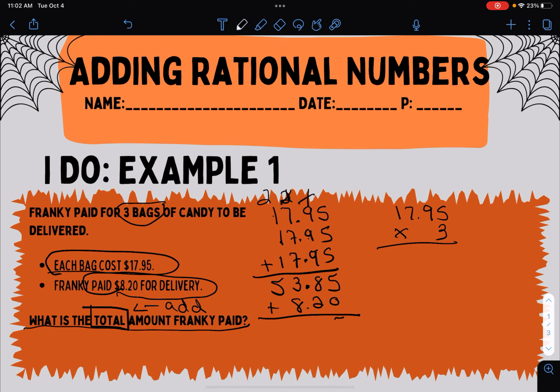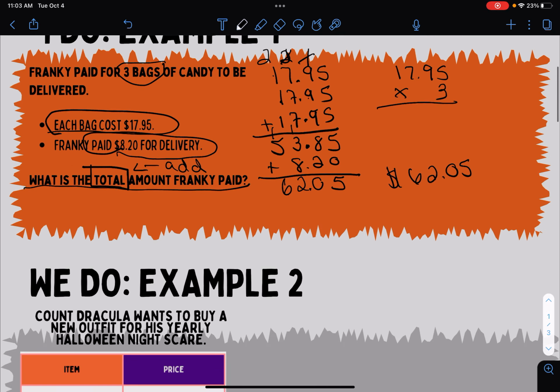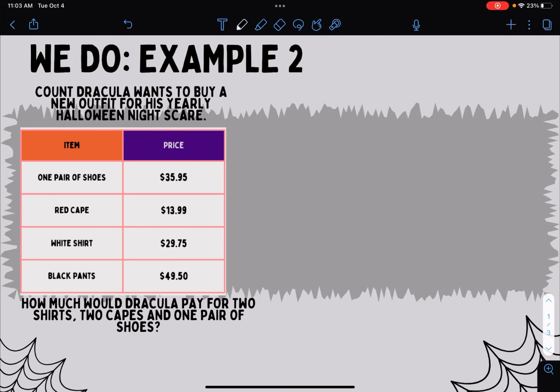So 5 plus 0 is 5. 8 plus 2 is 10. Place your 0, carry your 1. Then 1 plus 3 is 4, plus 8, 12 is correct. Okay. So 1 plus 5, 6. And of course, bring down your decimal. So he paid $62.05 for the 3 bags of candy and the delivery fee. Okay. So now we have our we do example. If I'm moving on too fast, you can pause the video and then finish off the I do.